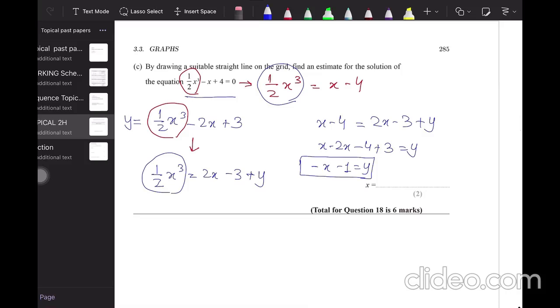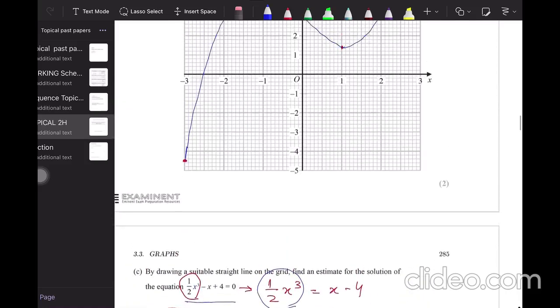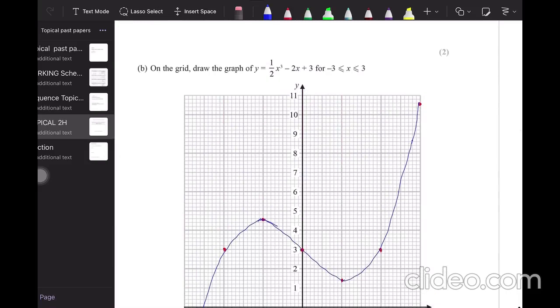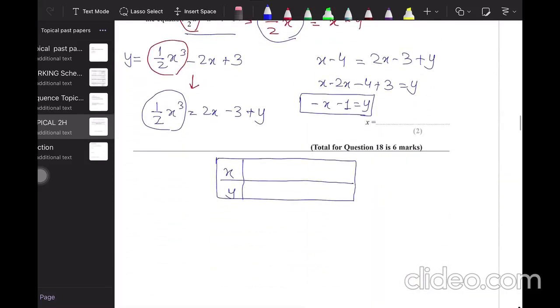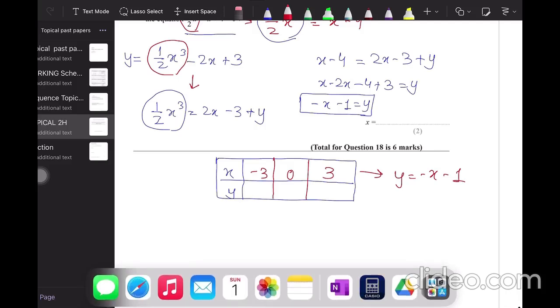For that, we just need to see for what domain or range we have to draw the table, so that we can draw it on the graph. The best trick is to use the same range and the same domain which is already given for the question. It is given from minus 3 to 3, so it's better to always take 3 values: one negative value, 0, and 3. We will apply these to the equation y is equal to minus x minus 1, so that we can have a straight line. Again, I will use my calculator for that.